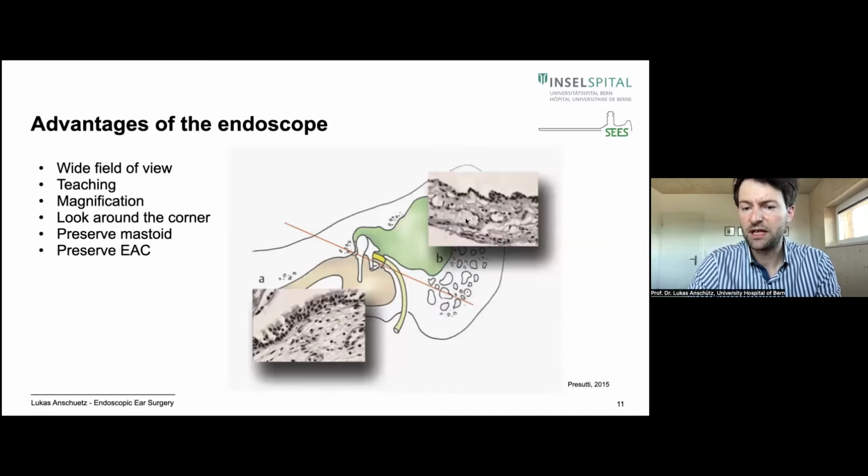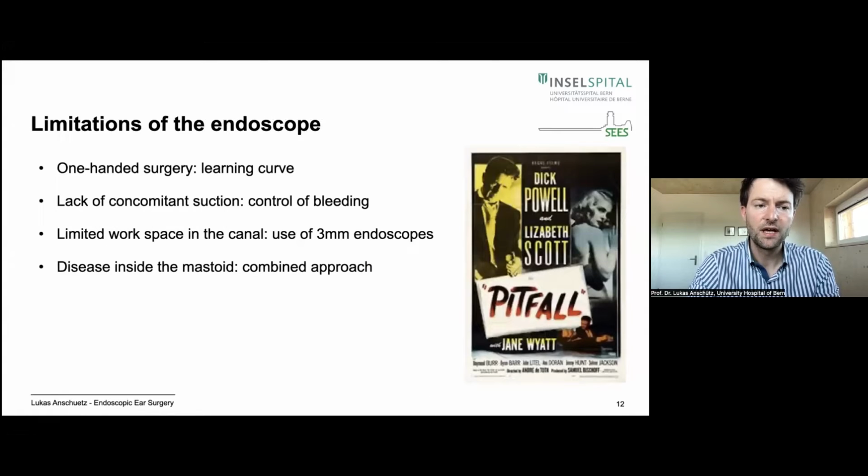You know, the mastoid has a special mucosa which is there for gas exchange, and we can also preserve the external auditory canal. I think this is very important also for the cleaning of the ear and for the cosmetic appearance of the patient. Of course, the endoscope also has some limitations. You will see it in the cases that I will present to you, that it is a one-handed surgery, so you need to consider your learning curve.